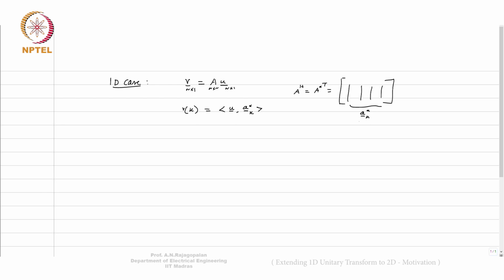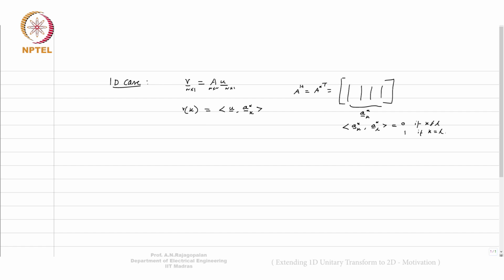Of course, the key thing about these AK stars is that they form an orthonormal basis. So if you take the inner product of AK star with AL star, then this is 0 if k is not equal to L, and 1 if k equals L.